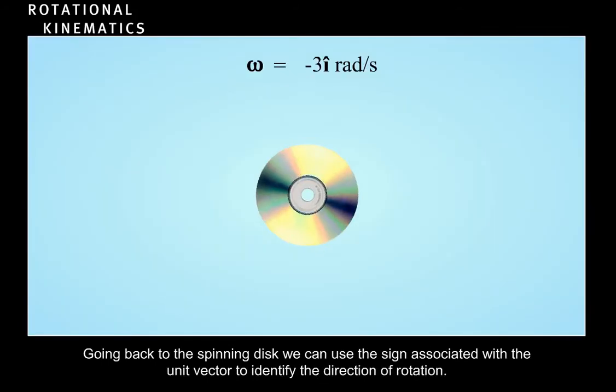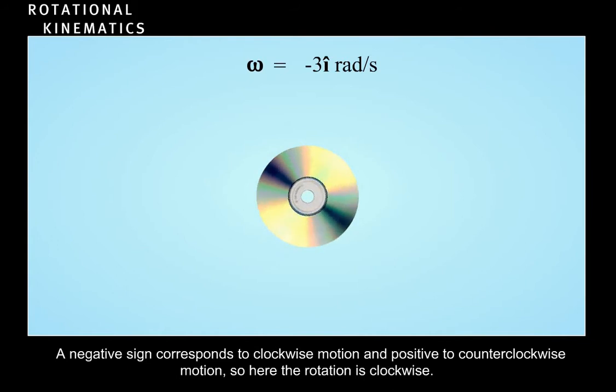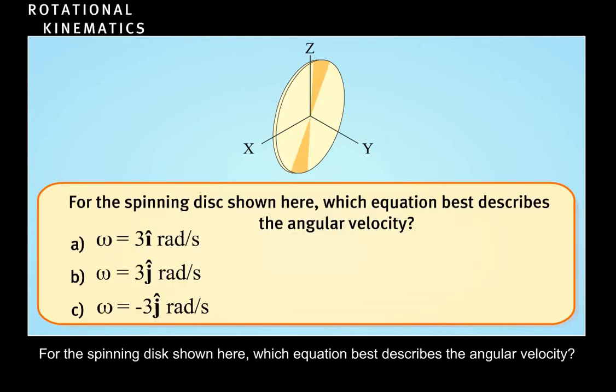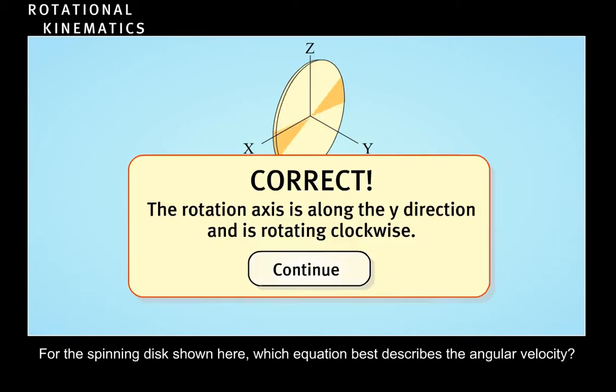direction. Going back to the spinning disk, we can use the sign associated with the unit vector to identify the direction of rotation. A negative sign corresponds to clockwise motion and positive to counterclockwise motion. So here, the rotation is clockwise. For the spinning disk shown here, which equation best describes the angular velocity? That is correct. The rotation axis is along the y direction and is rotating clockwise.